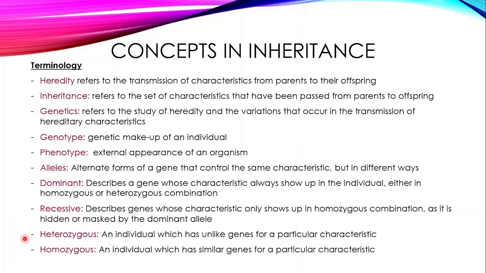Heterozygous, an individual which has unlike genes for particular characteristics, so this will be like big T, small t, and homozygous, an individual which has similar genes for particular characteristics, so big T, big T, or small t, small t. Just an example, like if we're doing height and big T is tallness.